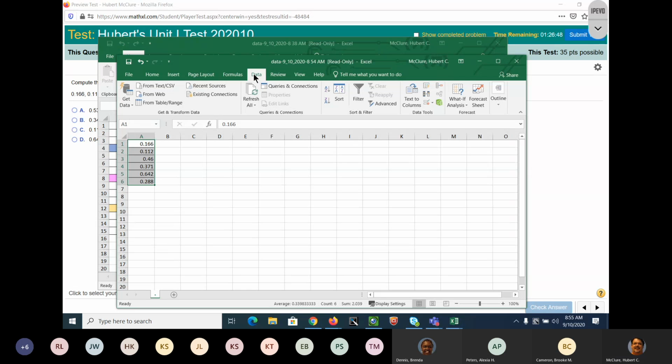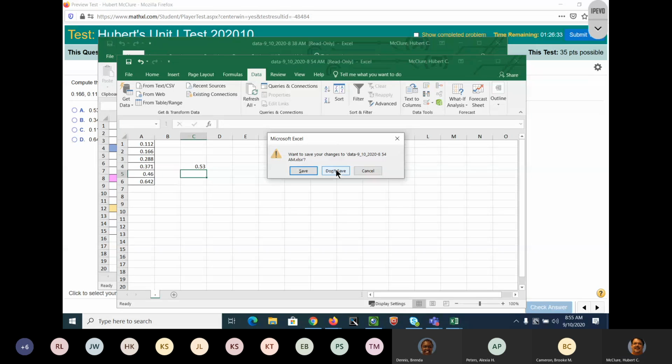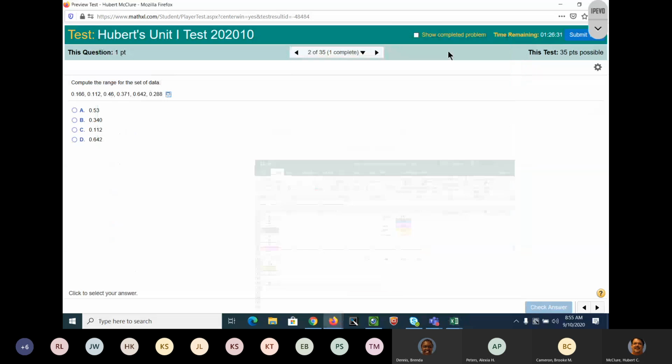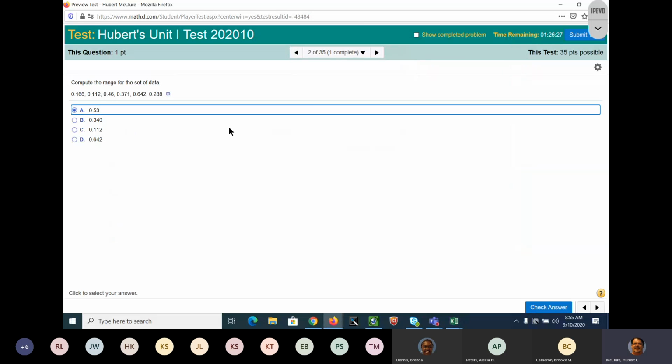Data. And now the range is equal to that minus that. That's too easy. I need to take that off the test, don't y'all think? 0.53. I think I need to take that one off.